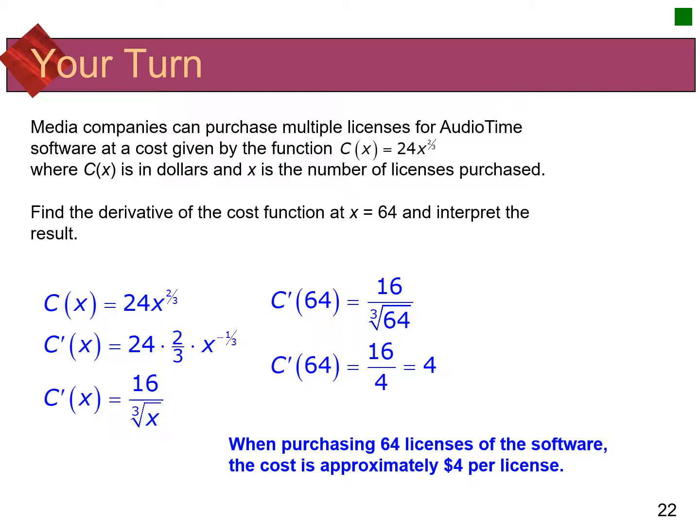Now, obviously, if I bought less, it would probably be more per license, and if I buy more, it might be even less per license. It really depends on the function that I have here, but this function kind of starts off pretty steep and then levels off considerably. That would take looking at a graphing calculator or something, but essentially that's what's going on here. If I'm purchasing this many, then I'm getting about a cost of $4 per license at this point.